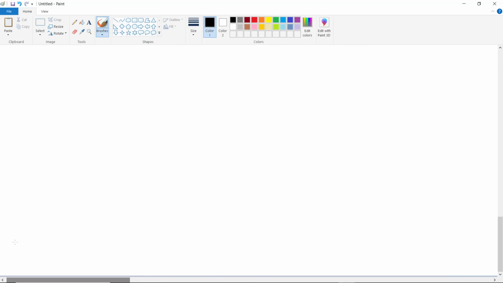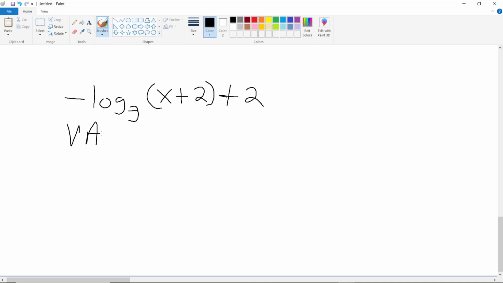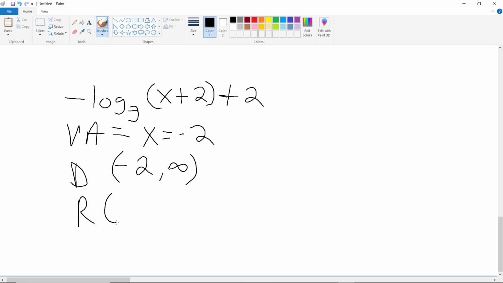And let's try this. I will just try negative log base 3 of x plus 2, plus 2. Vertical asymptote equals, well, normally it's x equals 0. This is a shift of 2 to the left. X equals minus 2 is a vertical asymptote. Domain, negative 2 to infinity. Range, negative infinity to infinity.